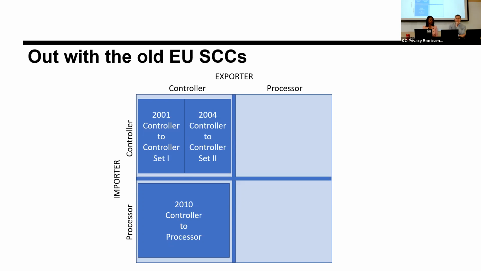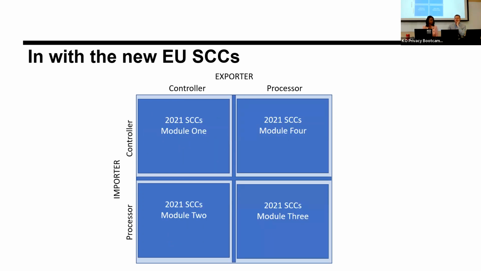You also had a controller to processor set. This was heavily used, but it was from 2010. We're 20 years past these early standard contractual clauses. We definitely needed an update. I mean, the GDPR happened since all of these. So what did we get in 2021? We get coverage for all these processing scenarios. Controller to controller, all the way around. And so we now have modules for all of these different processing scenarios.